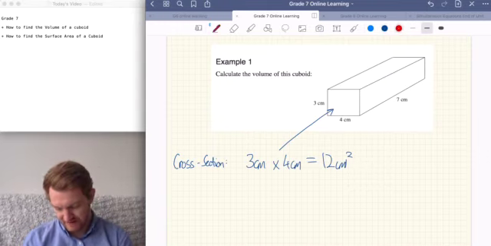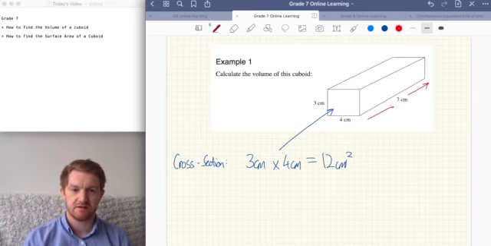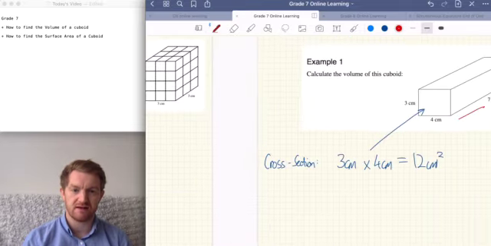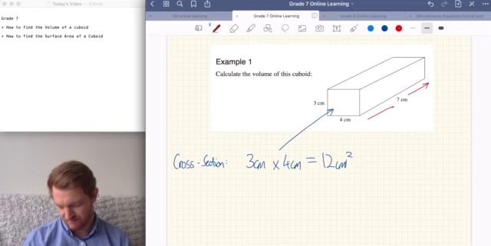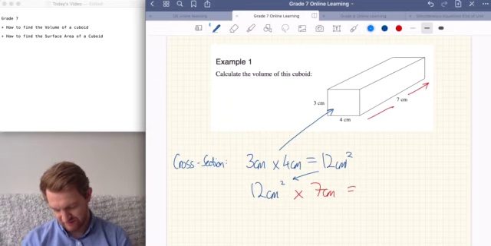We can then see that this is projected 7 centimeters into 3D. So there are 7 sets of 12. Just like here, there were 3 sets of 12. Here now we have 7 sets of 12. So we take this 12 centimeters squared, that's from here, and then we say, well, we've got that 7 centimeters into 3 dimensions. 12 times 7 is 80.